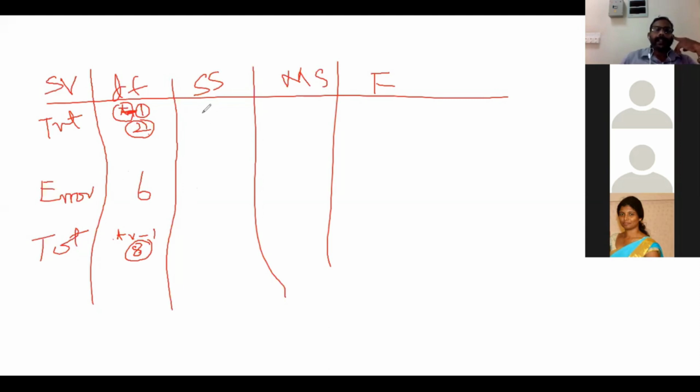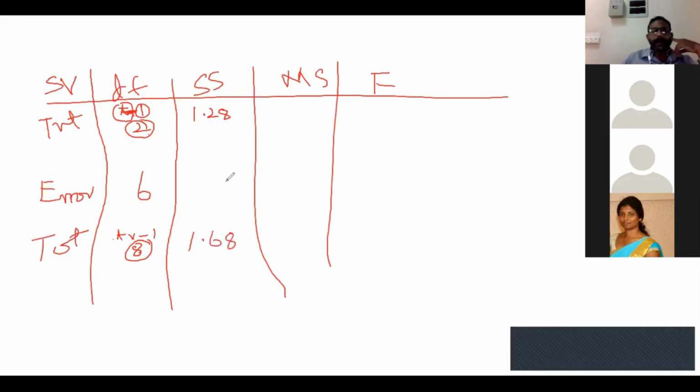What is the sum square that you have calculated for treatment? 1 point something. Tell me the answer. 1.28. Fine. What is the total sum square? 1.68. Now get the difference for the error sum square. 0.4. Okay.